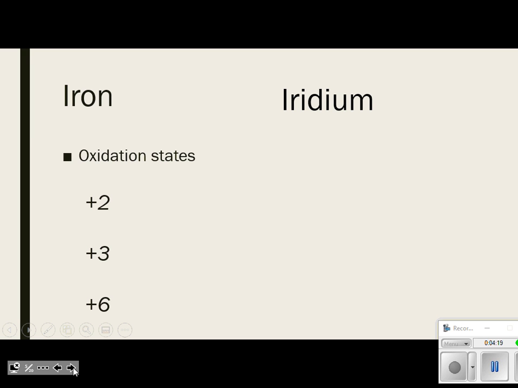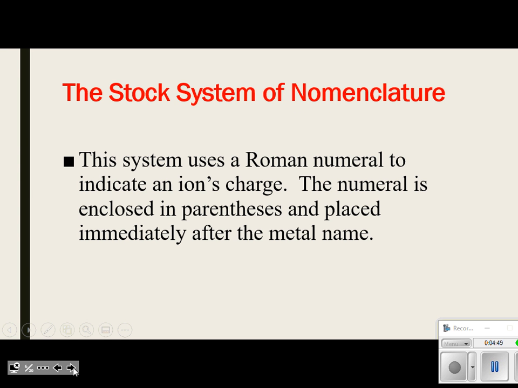Iridium. Look at iridium on your periodic table. IR. This one up here has 4, 2, 6, 3. So it has 4 different oxidation states. So iridium could have the ion +2, +3, +4, or +6.